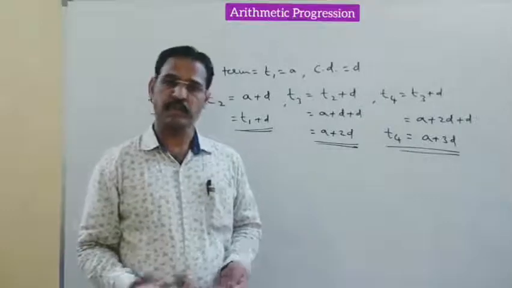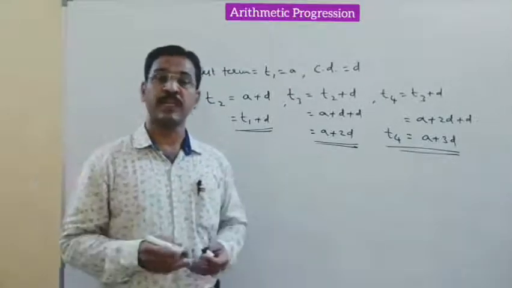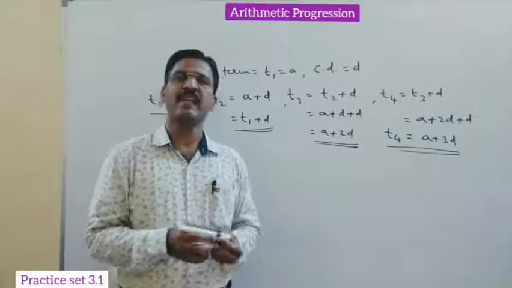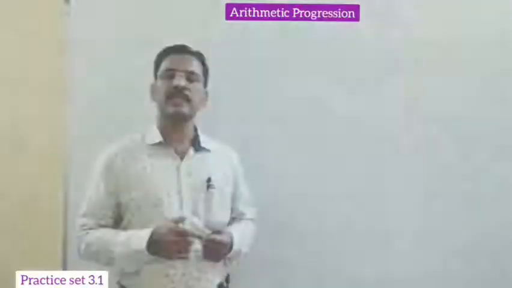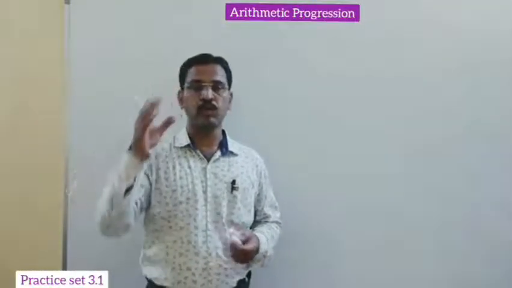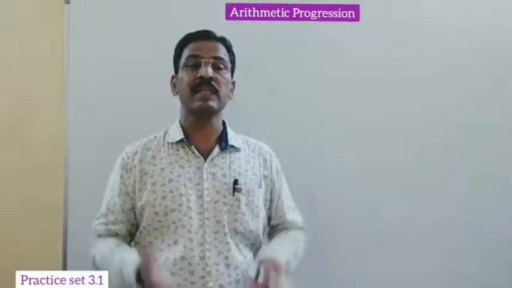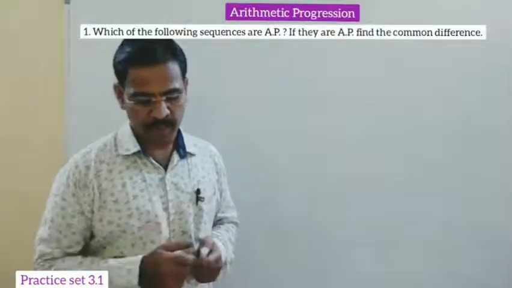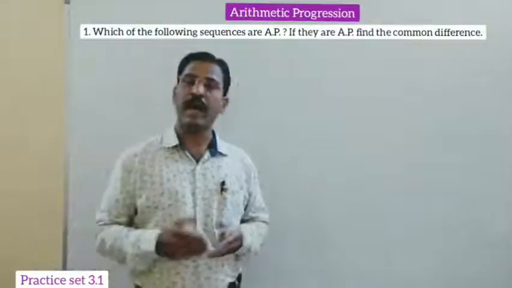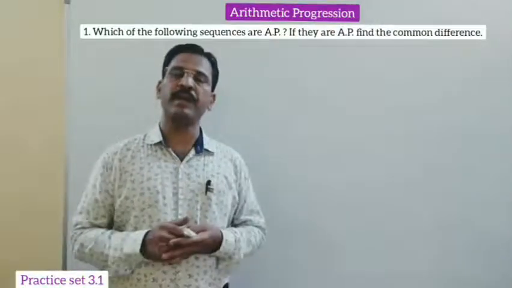Okay friends, so let's start the first exercise, practice set 3.1. In that we can solve some examples based on all this discussion. In the first practice set, the first sum is given to us. We are going to identify whether the given sequences are arithmetic progression or not. What is that sum? See here. Which of the following sequences are AP? If they are AP, find the common difference.